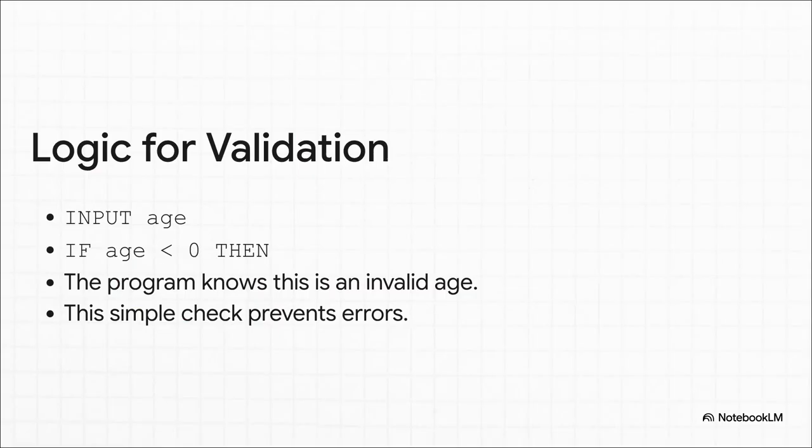This logic is also absolutely crucial for just making sure the data makes sense. A program can ask for your age, but what if you type in a negative number, right? That's nonsense. So by using a simple if statement, the program can check if the age is less than 0 and know that's not a valid age. It's a simple check that prevents all sorts of errors down the line.